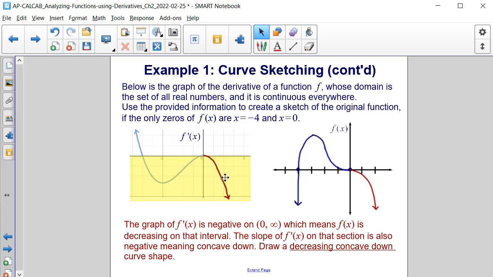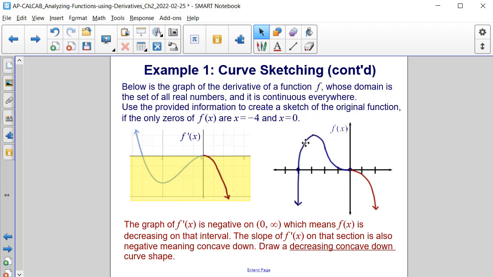And now for the last section of the derivative. We know that the graph of f prime of x, or our derivative, is negative on 0 to infinity, which means that it continues to decrease. Also note that the slope of our derivative changed again from positive to negative, so it is concave down here again. So that allows for us to draw another decreasing section that is concave down for this curve shape.